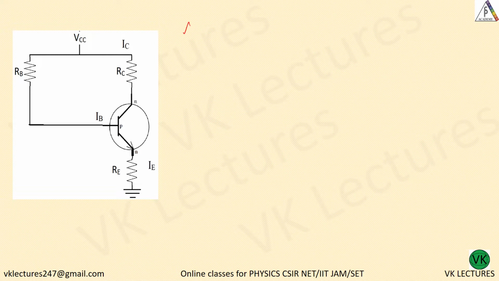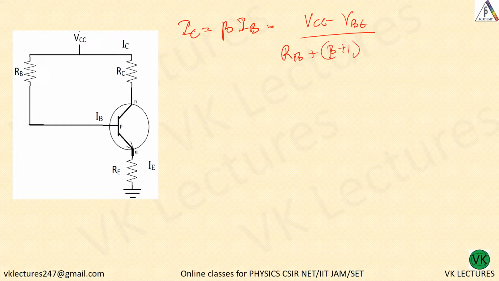What is IC? IC is equal to beta times IB. So what is IB? IB equal to VCC minus VBE divided by RB plus beta plus 1 into RE, into this beta.